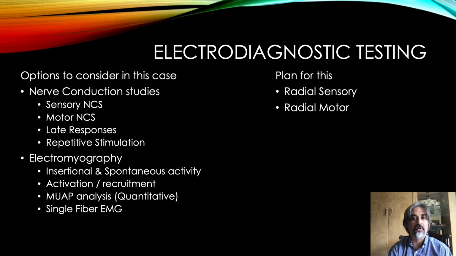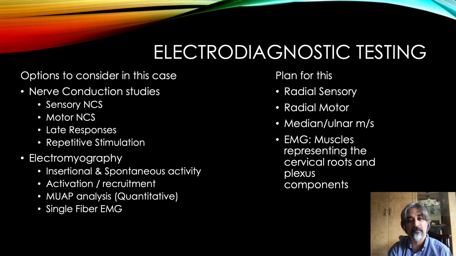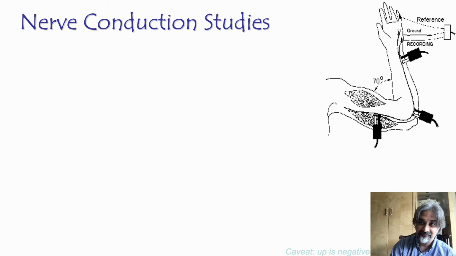And for this patient, I want a radial sensory and a radial motor. Depending on that, I would then want to assess the other nerves in the same limb just to make sure that motor and sensory nerves are normal throughout and he doesn't have a peripheral polyneuropathy. And then EMG, I would do representing muscles representing the cervical roots and plexus components that I think are involved. So that was kind of a general approach to a clinical case.